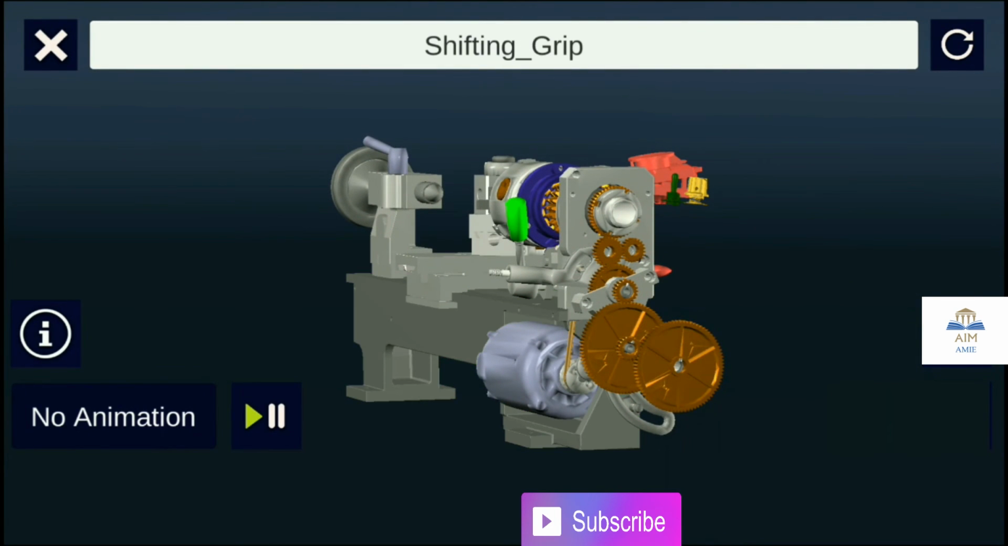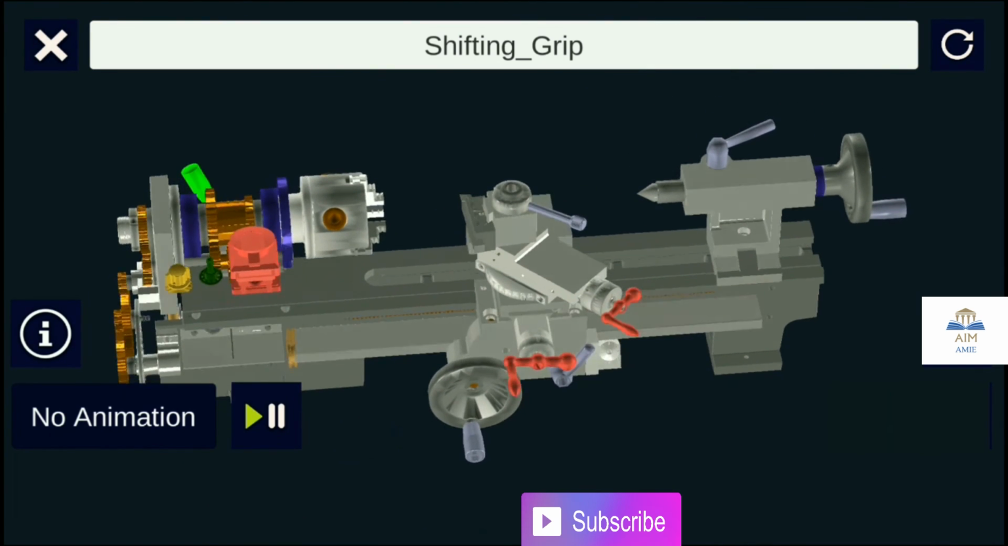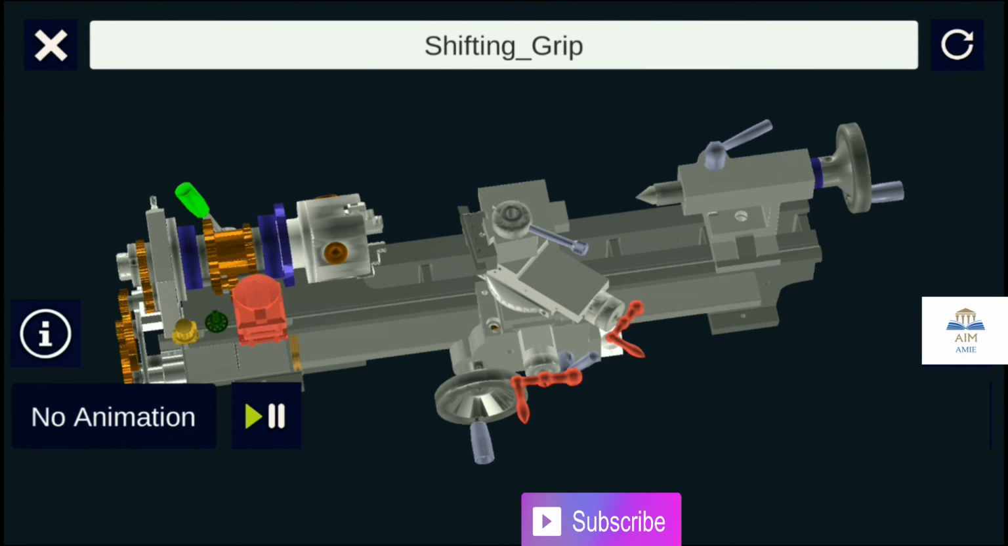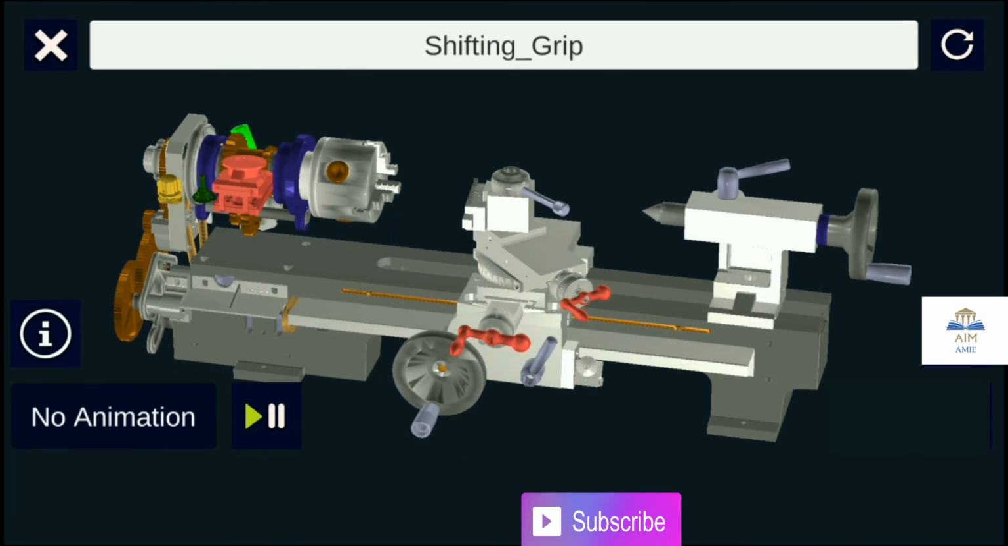And from this shifting grip mechanism, we can adjust the speed ratio in our lathe machine, because in certain cases we require more speed, and in certain cases we require less speed. It depends upon what kind of operation we are going to do on this machine.